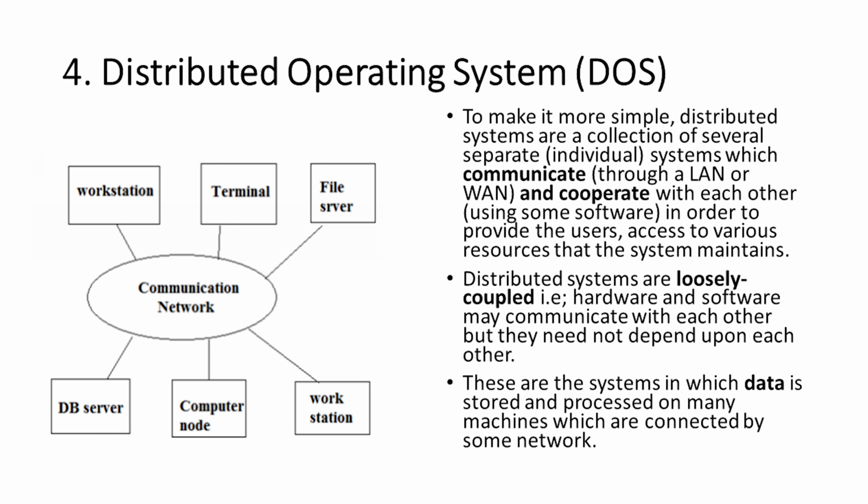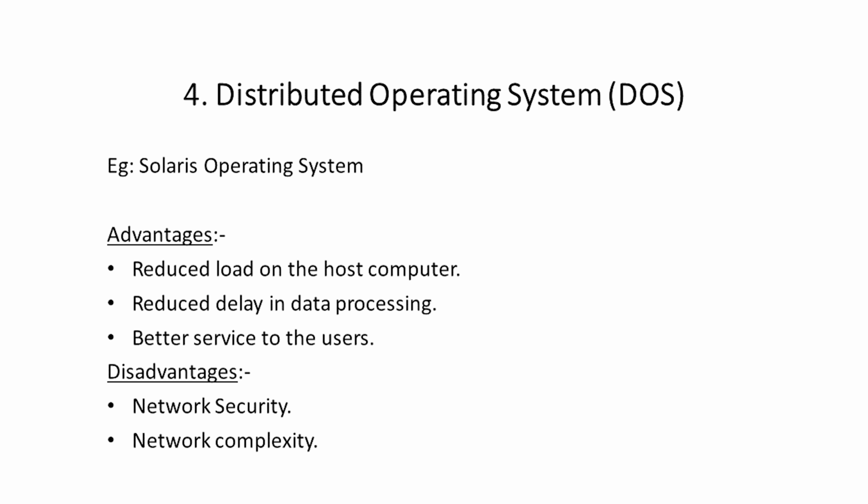The example for this distributed operating system is the Solaris operating system. We will see the advantages: better service to the user, reduced load on the host computer, and reduced delay in data processing. And the disadvantages: network security and network complexity.